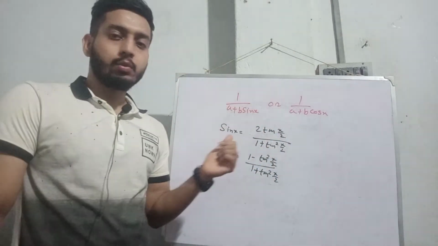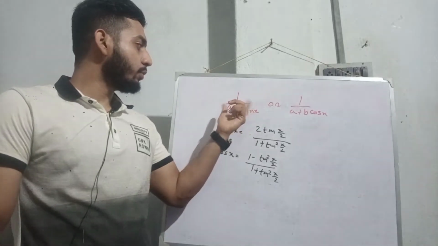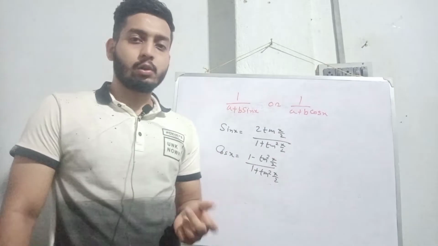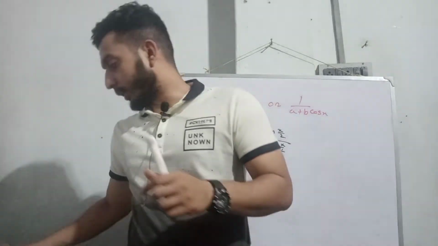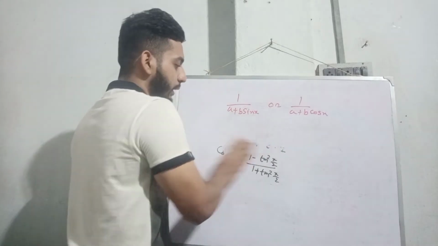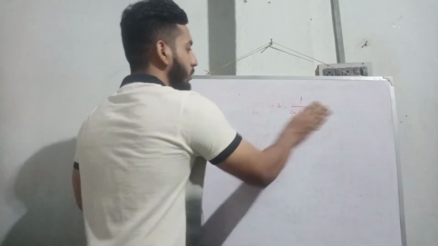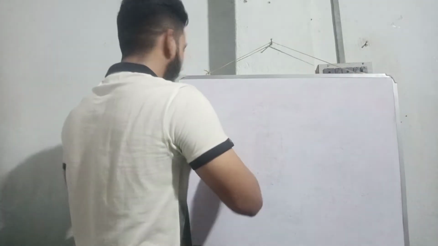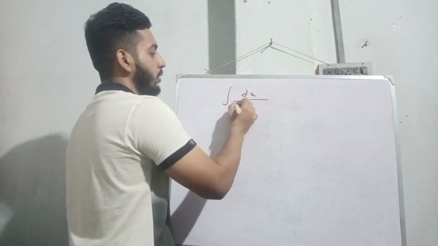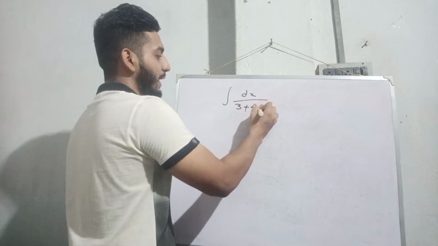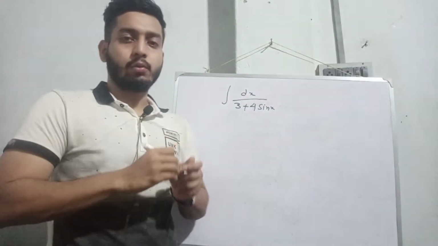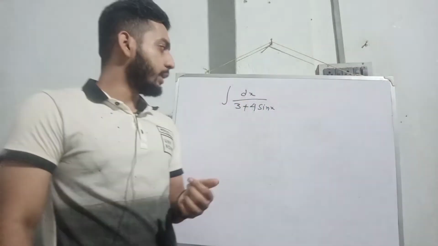Now how to solve those types of integration? The integration of the form 1 by a plus b sin x and 1 by a plus b cos x. So let us see an example. Let us take an example: the integration of 1 by 3 plus 4 sin x. Now how to solve this integration 1 by 3 plus 4 sin x?